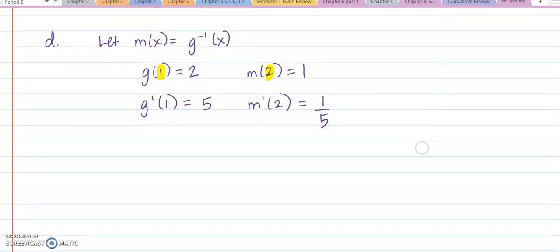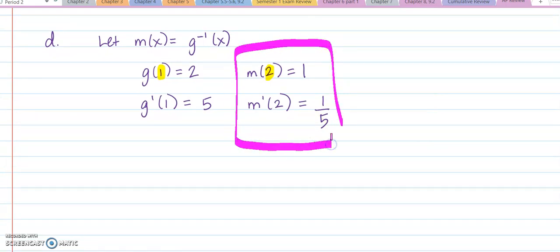All right, so at this point you're ready to build the tangent line because you've got the point and you have the slope, and you're all basing it on the inverse function because that's what they asked you to find the line tangent to. So your tangent line will be y minus 1 equals 1/5 times x minus 2.